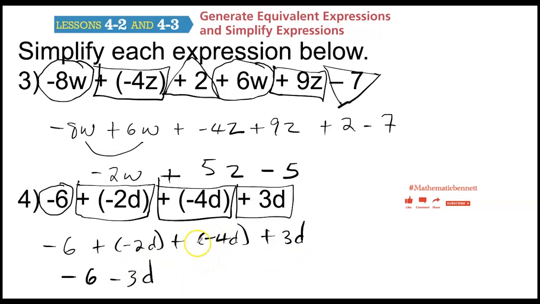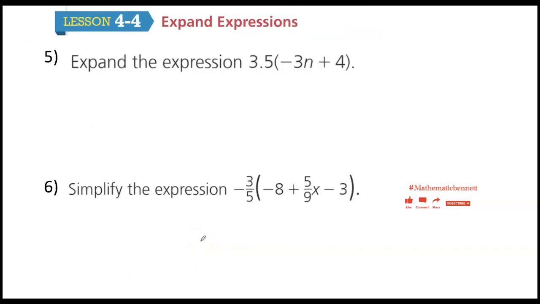Remember, we can check our answer by substituting a value for D in both expressions and see if we get the same value for our answer. In chapter 4, we expand the expressions. So we're going to expand these two expressions. We're going to use the area model. So we have 3.5 and we have negative 3n and plus 4.